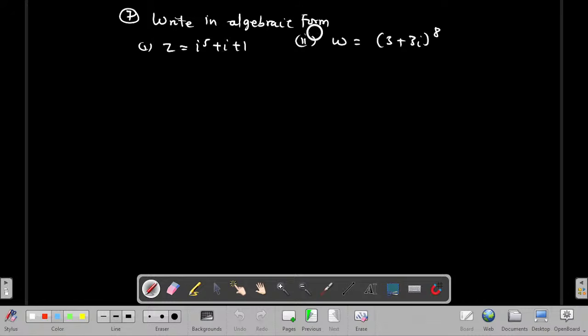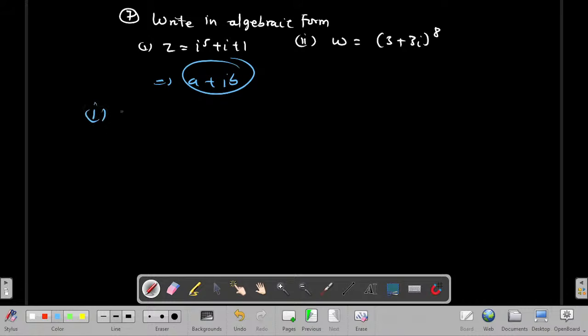Question 7. Write in algebraic form: z is equal to i to the power 5 plus i plus 1. That is the first one. Then you have the second, which is (3 plus 3i) to the power 8. You have to express in algebraic form. So algebraic form is simply a plus ib. This is the algebraic form they are talking about.